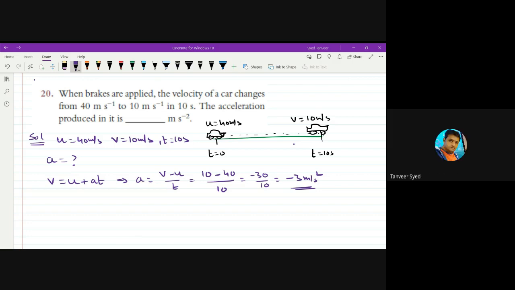Instead of writing v equals to u plus at in the solution, can we directly write a equals to v minus u by t? Yes, you can write. Okay, sir. Next.